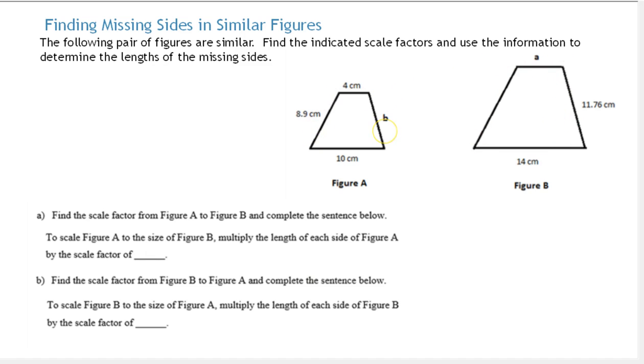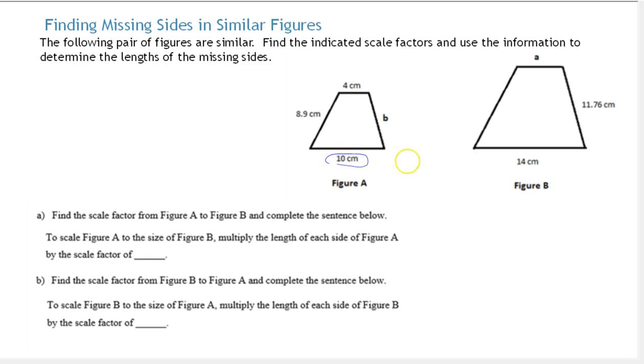Okay. So some of the sides are missing, but if we can find a scale factor, the relationship from one figure to the next, and the reverse multiplying scale factor, then we can find the missing sides by using the given information. Okay. So first we're asked to find the scale factor from figure A to figure B and complete the sentence below. Okay. So I'm looking at figure A and figure B, and what I notice is we need a pair of corresponding sides.